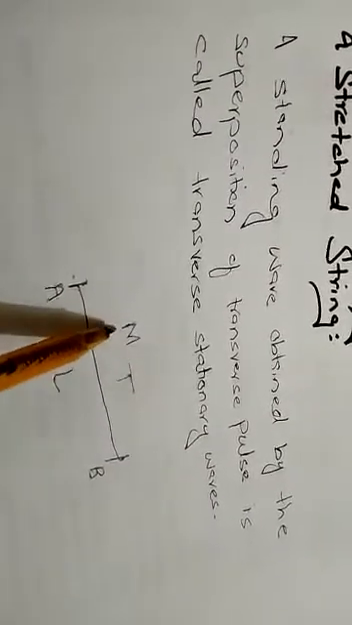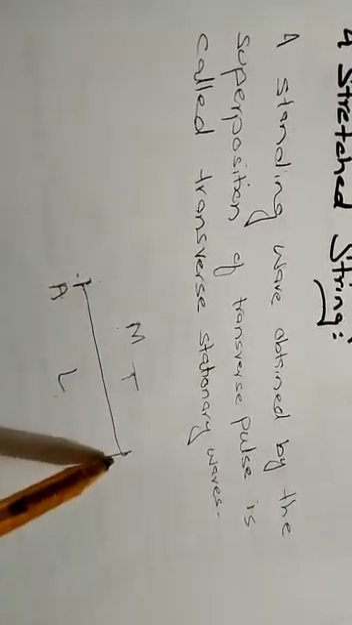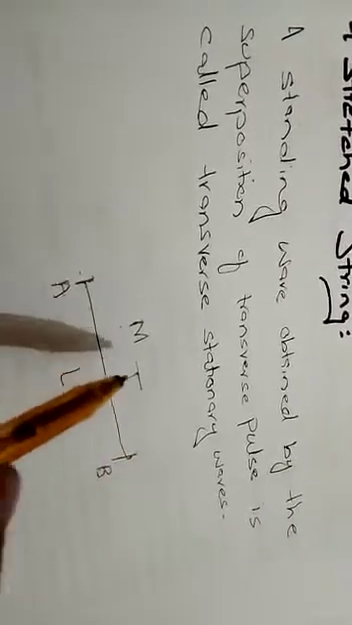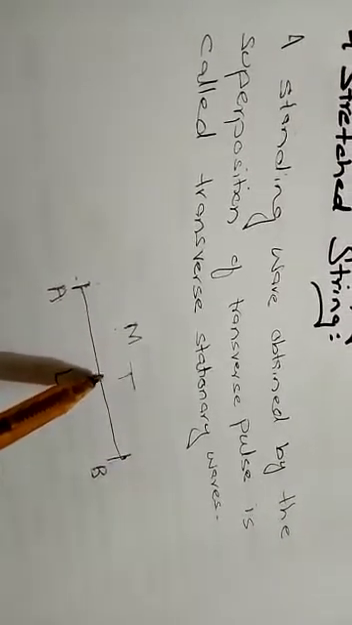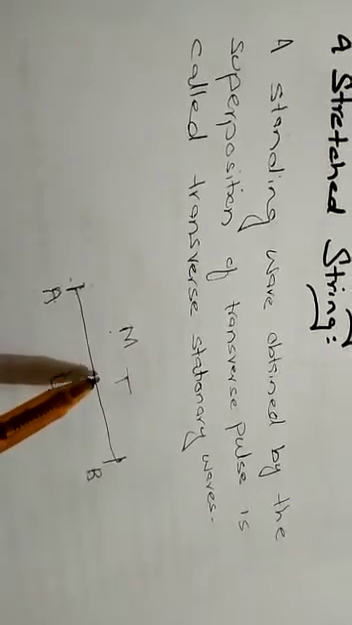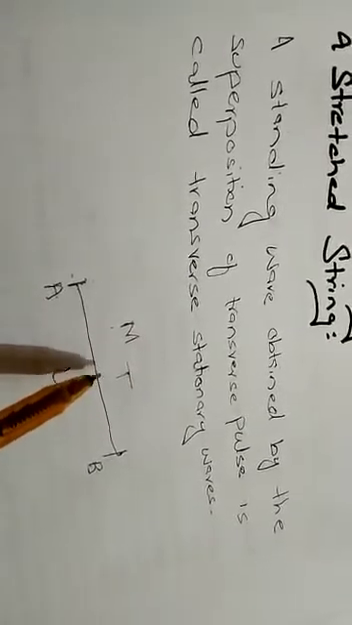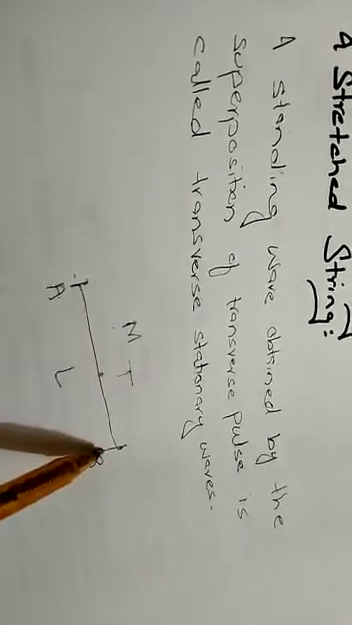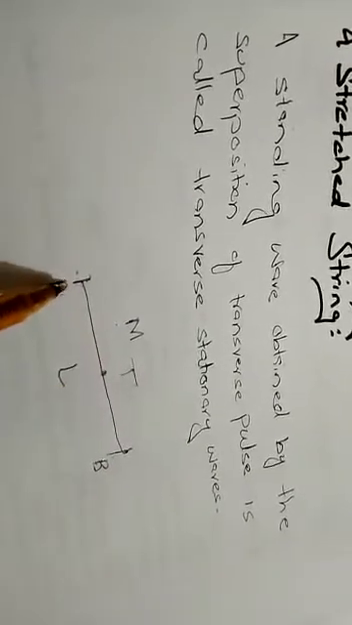We take a string of length L and mass M, and we clamp it between two fixed points such that it has tension T. Now when we pluck that string at the center, there is formation of two pulses which move to opposite sides. One moves towards point B and one moves towards point A.